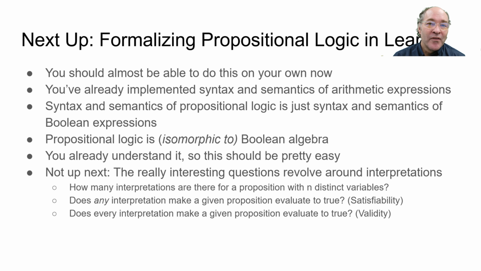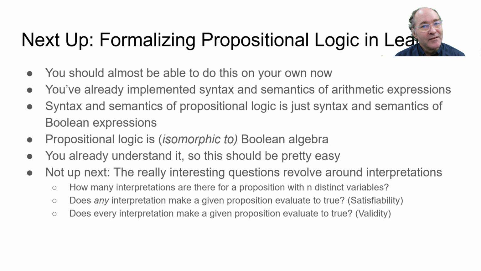Here's a proposition that's never valid, x and not x. If x is true, then not x is false, so you have true and false, which is false. If x is false, you have false and not false. Not false is true, so you have false and true, and that's false. So whether x evaluates to true or whether it evaluates to false, x and not x always evaluates to false. So that's an unsatisfiable proposition.